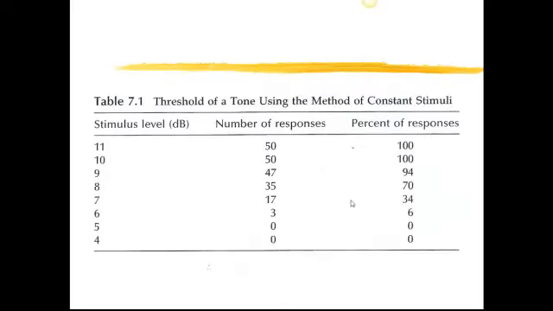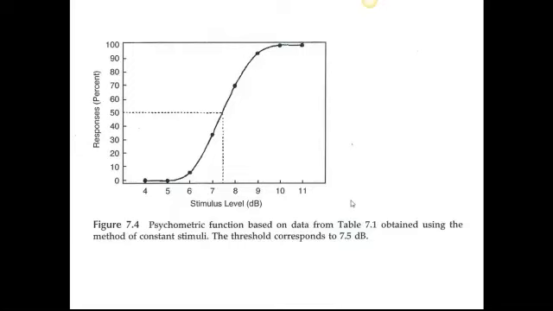So here's an example of a table. You have different stimulus levels, and you have the number of responses and then the percent of responses. For example, there were 50 presentations at 11 dB, and they got 100% of them. But then you drop down to 9 dB, they only got 47, so that's 94%, and so forth. Then what you can do is plot a psychometric function.